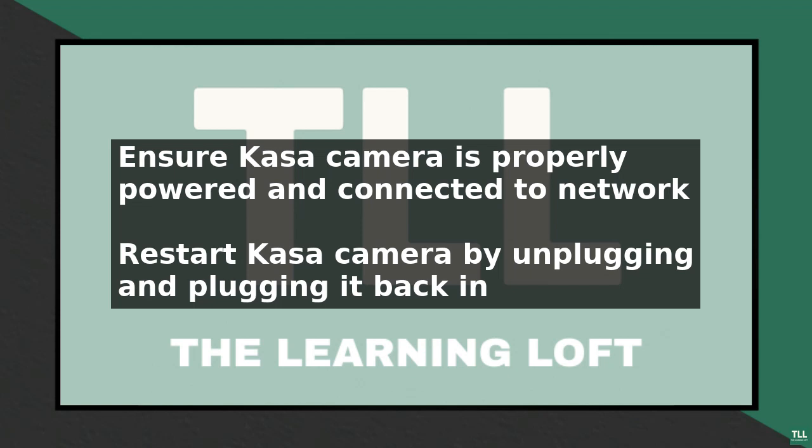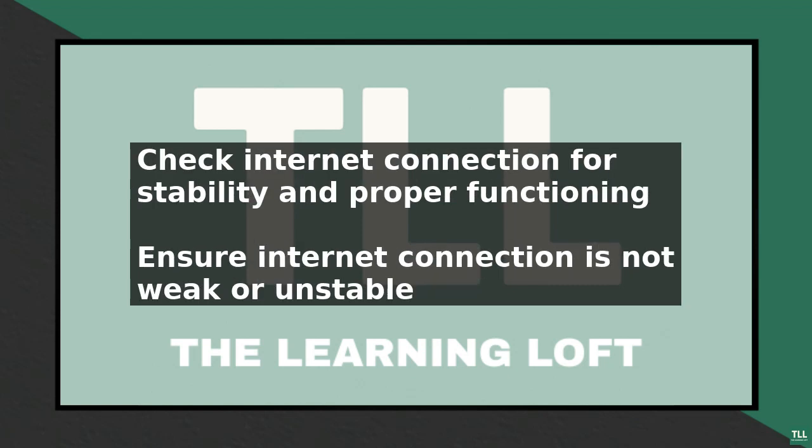First, restart your Kasa camera by unplugging it from the power source, waiting for a few seconds, and plugging it back in. This simple step can often resolve connectivity issues that may be causing the blinking red light.